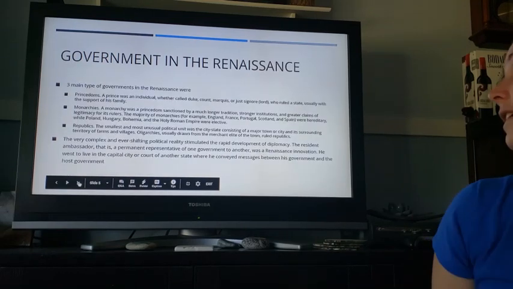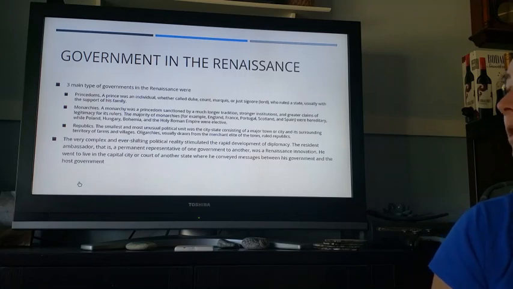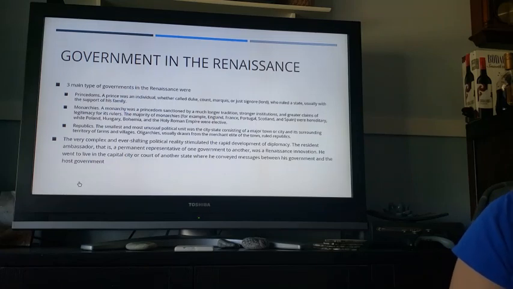However, in the Renaissance, there were some differences. There were no longer just one type of government. So there's three types of governments in the Renaissance. The first is a princedom.